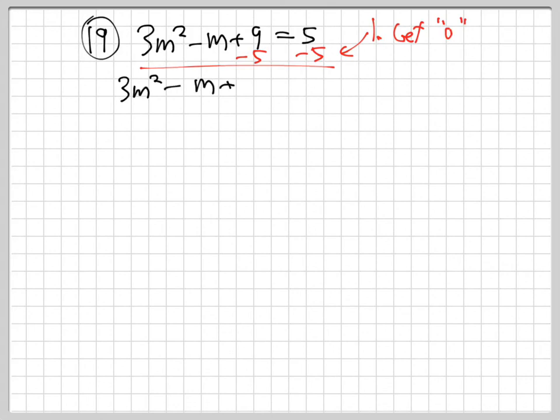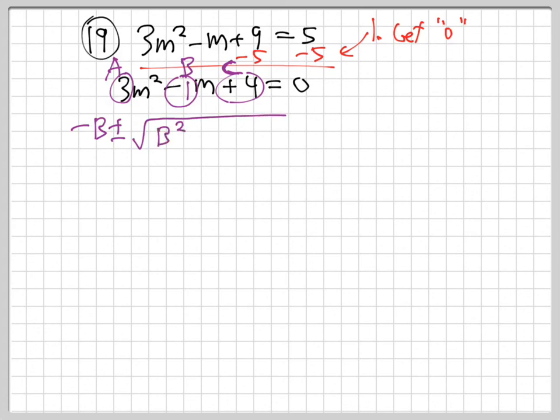3m squared minus m plus 4 is 0. And then we do the quad. So a is 3. What's b? -1, huh? So make sure you keep the negative with it. So b is -1, a is 3, b is -1, c is 4. So here we go. Negative b plus or minus the square root of b squared minus 4ac all over 2a. Okay, let's plug the stuff in.